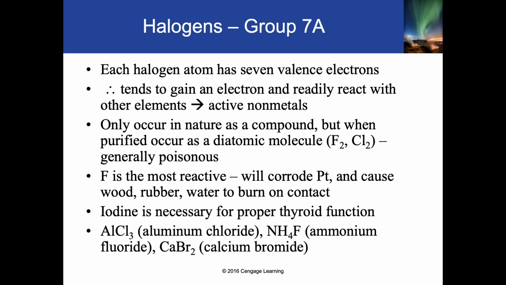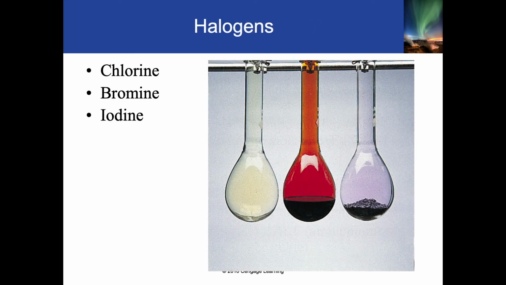And so here are some other examples of these guys. Here we have aluminum chloride, ammonium fluoride, and then calcium bromide. Fun stuff there. And here is a picture of the three of them. Okay. Here is chlorine, which is kind of a green gas, right? Then we have bromine, which is kind of a red liquid, right? And then here's iodine, which is a solid purple stuff.